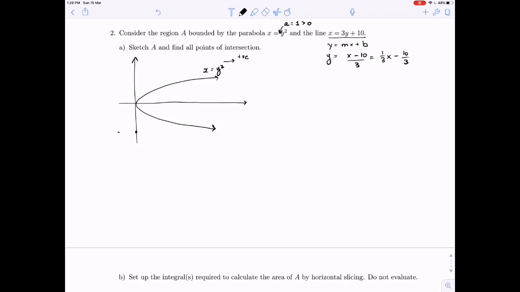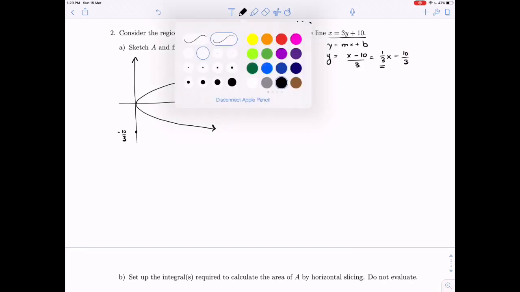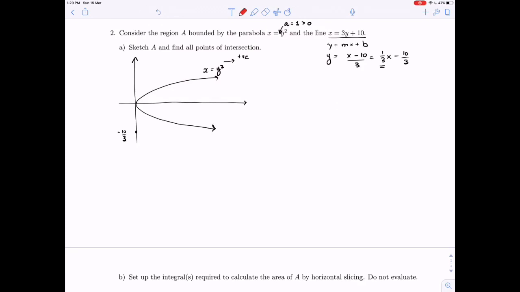So let's put that down here with not a lot of respect for scale. And I know that the slope here is 1/3. That is a positive slope. So I'm just going to go ahead and draw a line again without a whole lot of regard for scale. I'm going to change the color of that line to red so that it shows up a little bit better. And there is our curve x is equal to 3y plus 10.